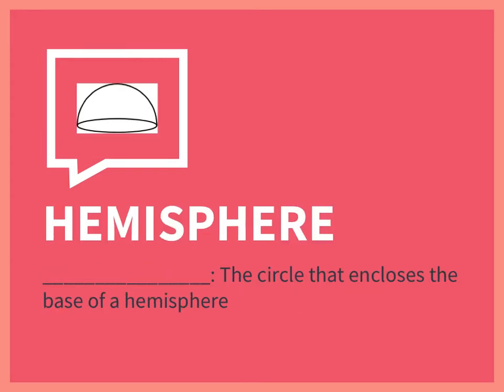Now we have a hemisphere, which is half of that sphere, and the important vocab word for the hemisphere is called the great circle. The great circle is the circle that encloses the base of the hemisphere. So it's down here. If you think about it, it's like the lid on the bowl. It's really that flat part. It's not part of the three-dimensional part. It is that flat circle on the bottom.